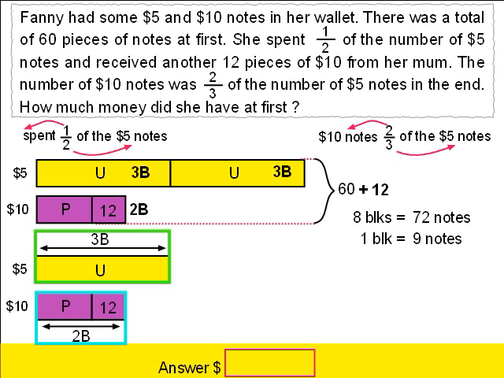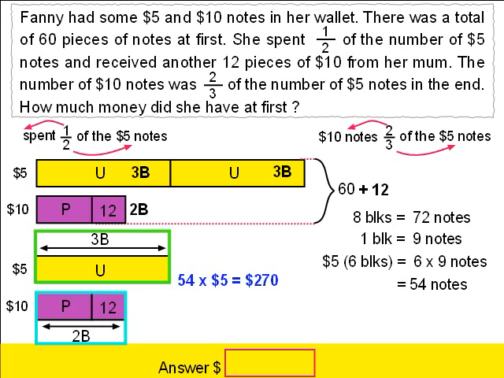At first, she had a total of 6 blocks of $5. So for $5, 6 blocks, so we take 6 times 9, which is 54 notes. So the total value of $5 notes will be 54 multiplied by 5, which is $270. Got it?